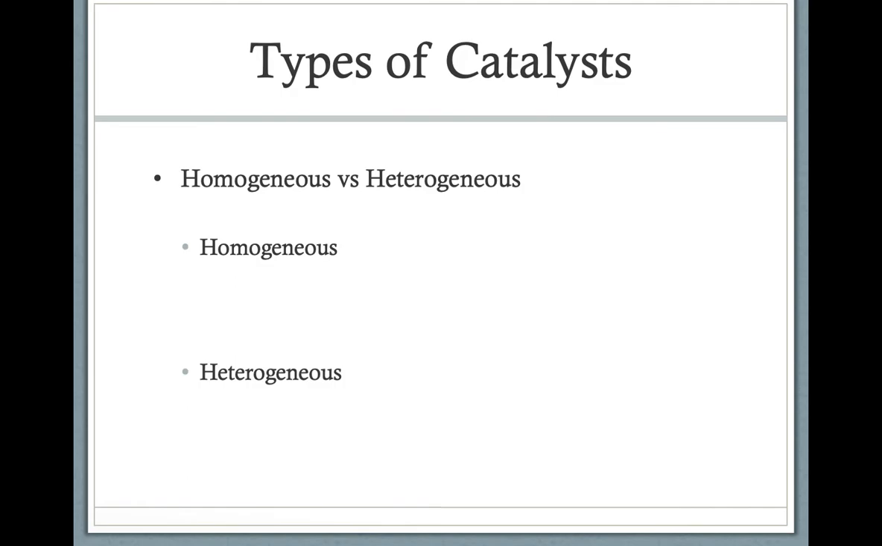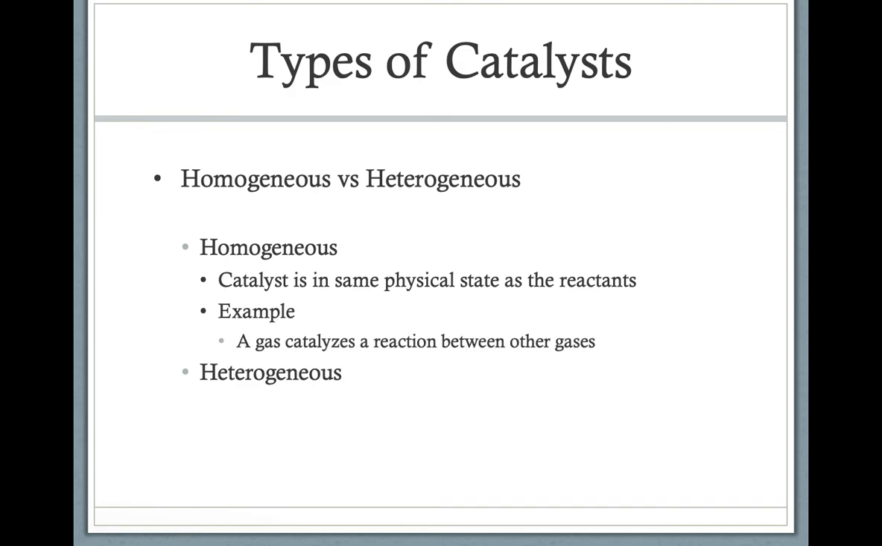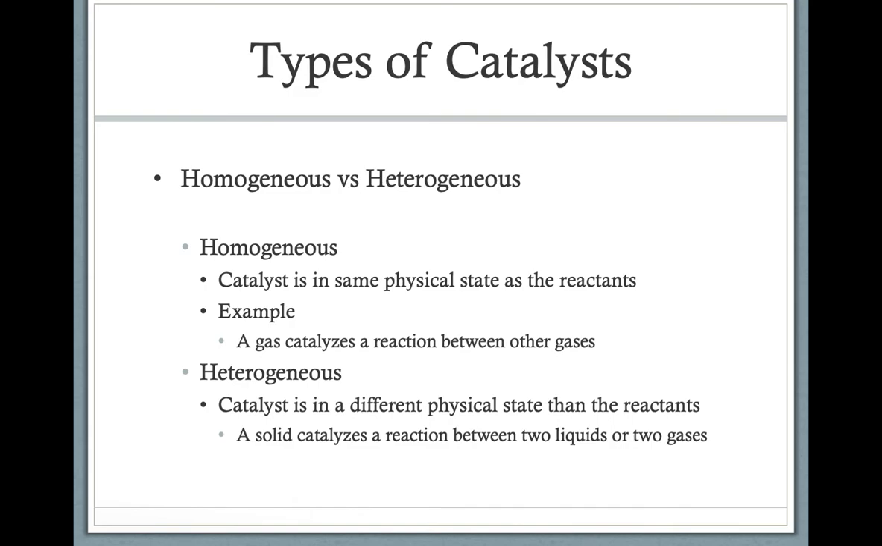And so the last thing, I will have one last bit on catalysts here to wrap up, is looking at the types of them, homogeneous and heterogeneous. If we have a homogeneous catalyst, all that means is that the catalyst is in the same physical state as the reactants. As an example, if you have a reaction between gases, the catalyst is also a gas. A heterogeneous catalyst is one where the catalyst is in a different physical state than the reactants. An example here would be if you have two liquids or two gases that you want to react, and your catalyst is a solid of some sort.